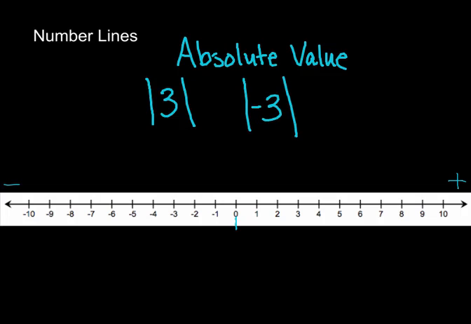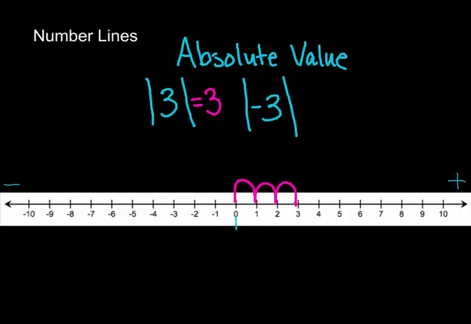All these want to know is what is the distance of each of these integers from 0. So let's start with the absolute value of 3. I'm going to start at 0 and figure out how many steps it would take me to get to +3. That's 1, 2, 3. So the absolute value of +3 is 3.